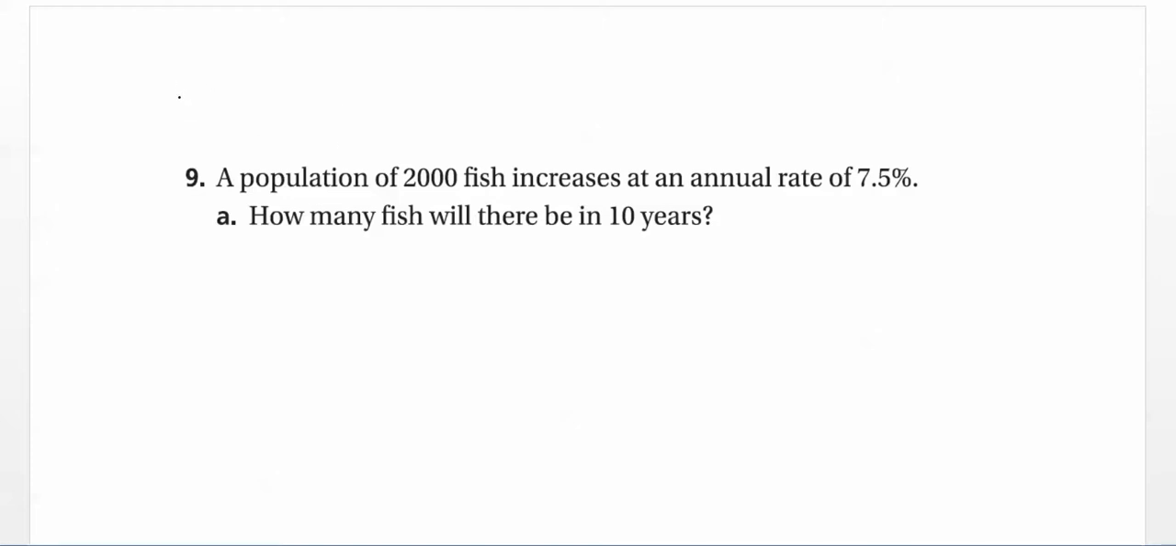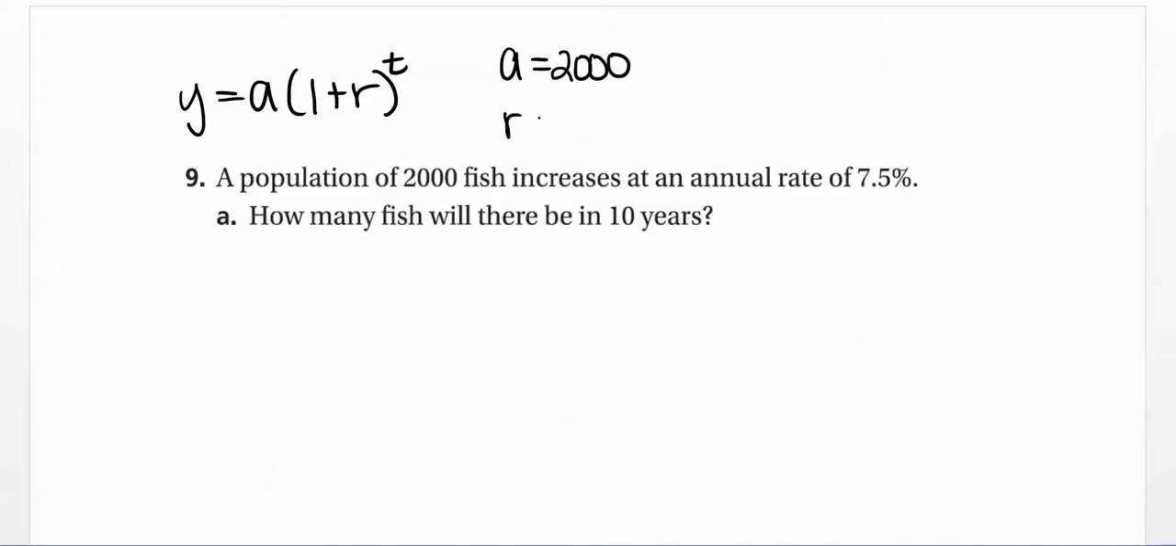Okay, so we're using this formula. X or T, doesn't matter. So A is your initial amount, which in our case is 2,000 fish. That's what we're starting with. R is your percentage rate of increase, because it's increasing. And we have to change it to a decimal. So 7.5% as a decimal, move the decimal place over twice, you get 0.075. Now, if this was decreasing, we'd use a subtraction sign right there.